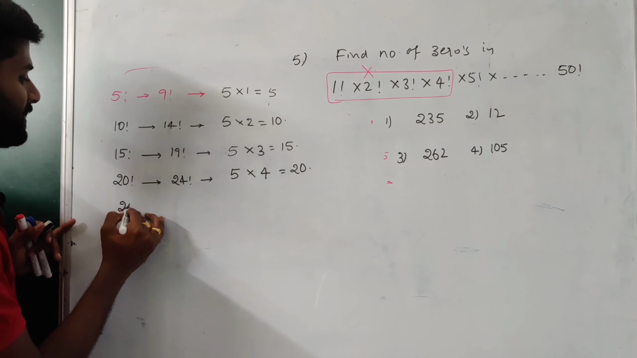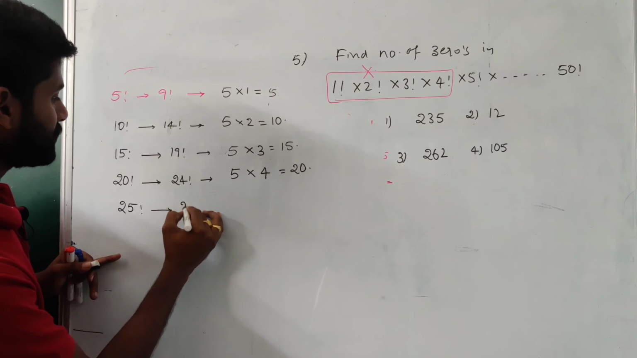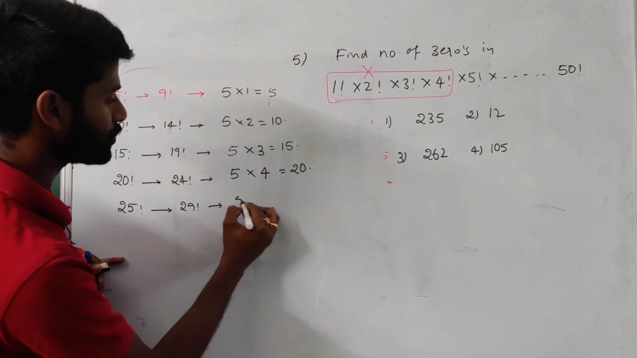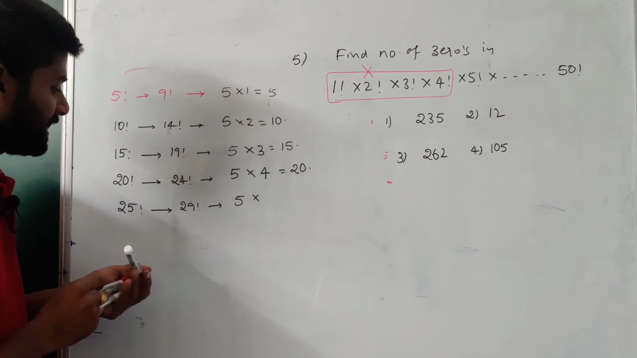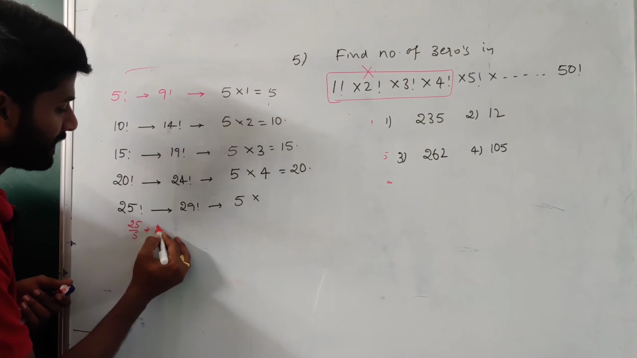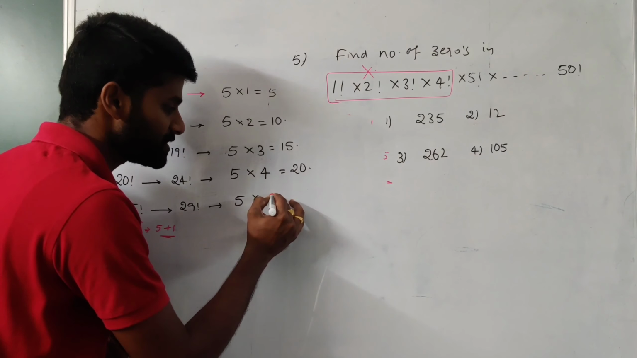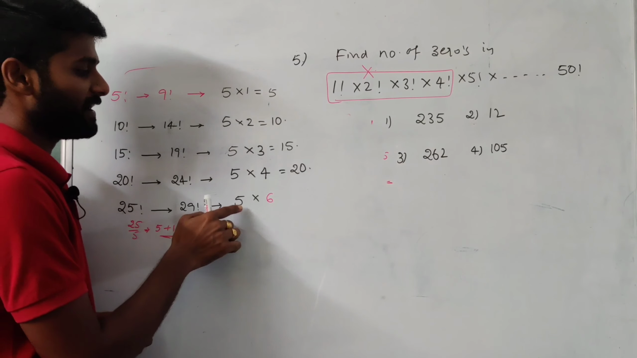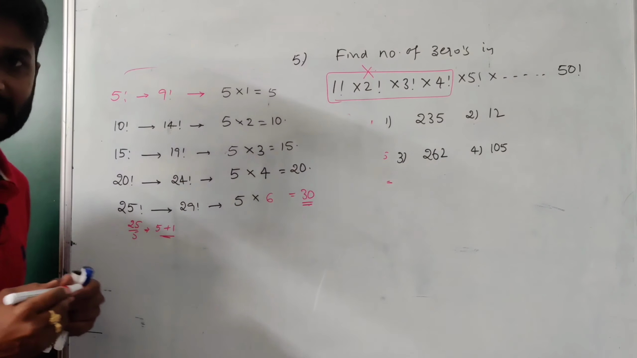Next, 25 factorial to 29 factorial. So in total we have 5 numbers. From these, 25 divisible by 5, we get 5. Again 5 divisible by 5, we get 1. Means the total number of zeros is 6. And we have 5 numbers. 5 6's are 30. So from this onwards we get 30.